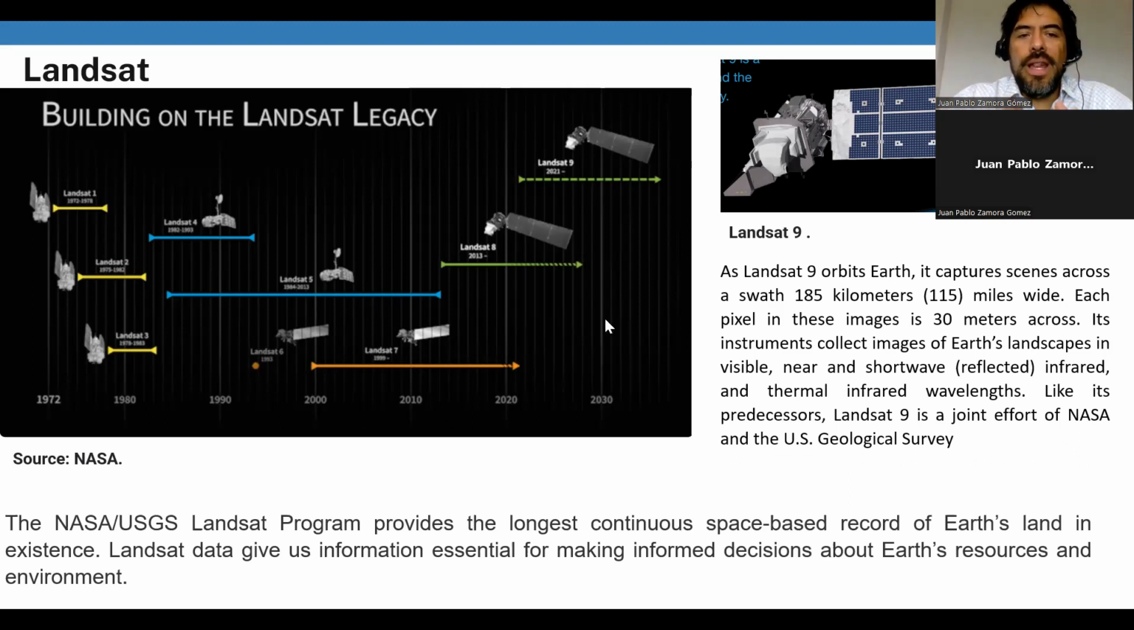In the case of Landsat 9, this satellite captures scenes across 185 kilometers wide. Each pixel in these images is 30 meters across, similar to a baseball court. Its instruments collect images of Earth's landscapes in visible, near and short-wave infrared and thermal infrared wavelengths. We have to mention that the Landsat program is a joint effort of NASA and the US Geological Survey.